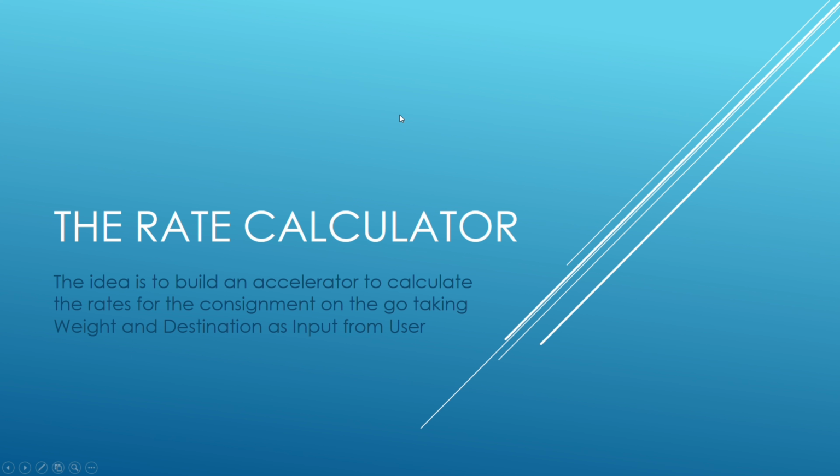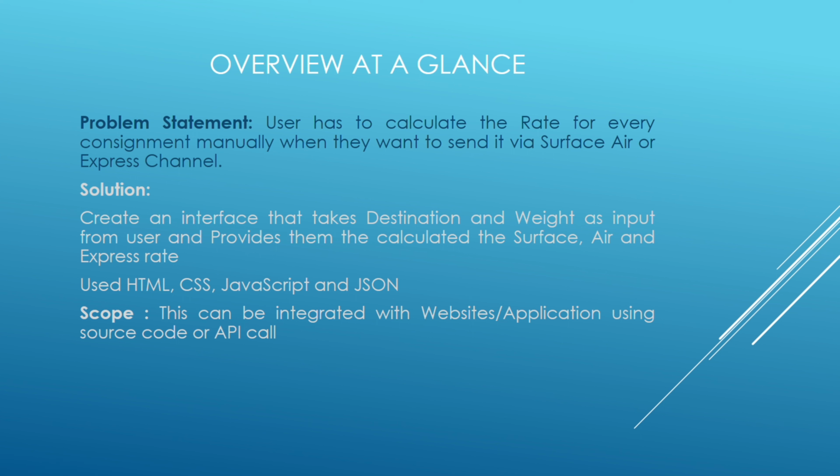Let's see the overview at a glance. The problem statement is that the user has to calculate the rate for every consignment manually when they want to send it via surface, air or express channels. As a solution, we created an interface that takes destination and weight as input from the user and provides them the calculated rate for surface, air and express channels.